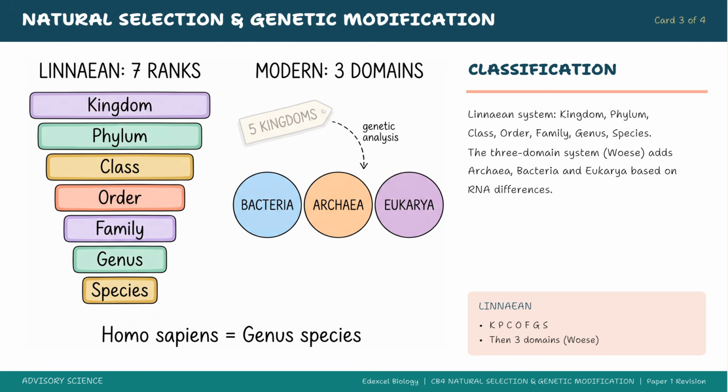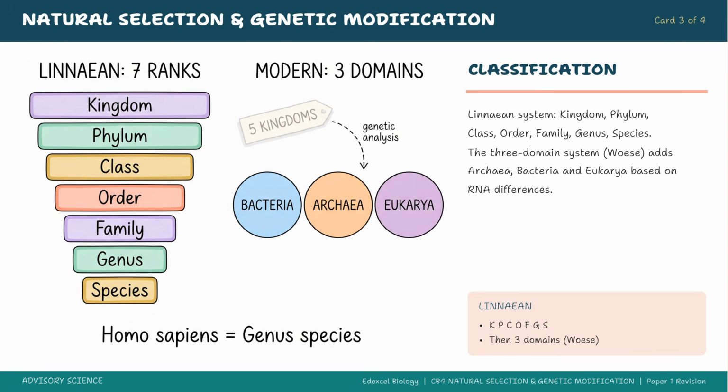Every species also gets its own 2-word scientific name. Take our own Homo sapiens. The first word is the genus. The second is the species. Everyone in every country uses the same 2-name system, so there's no confusion across languages.